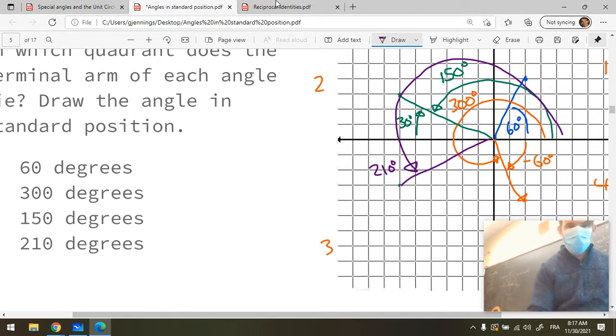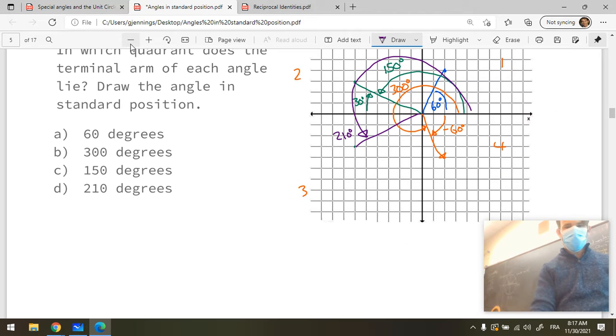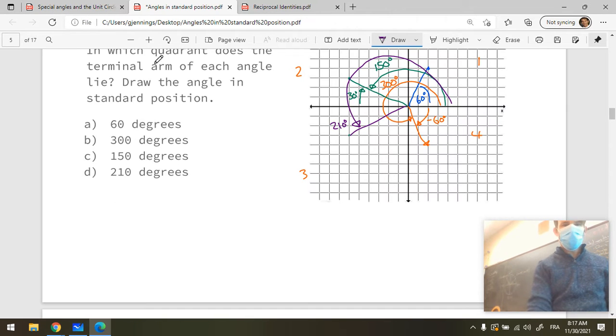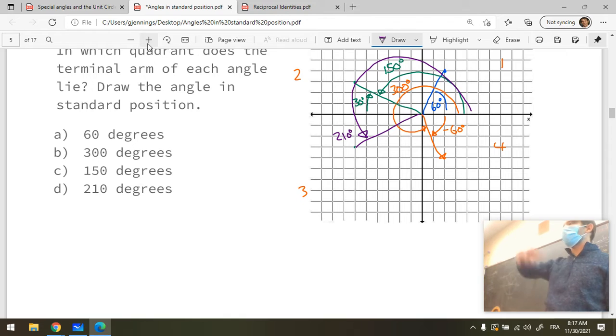Okay. And so that's what angles in standard position are going to look like. You can think of them, you can visualize them as rotations around the origin. And we go counterclockwise to count positive degrees and clockwise to count negative degrees.